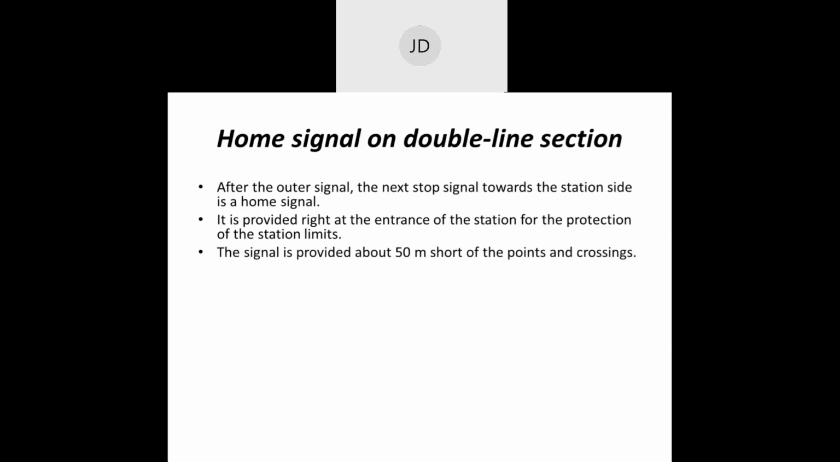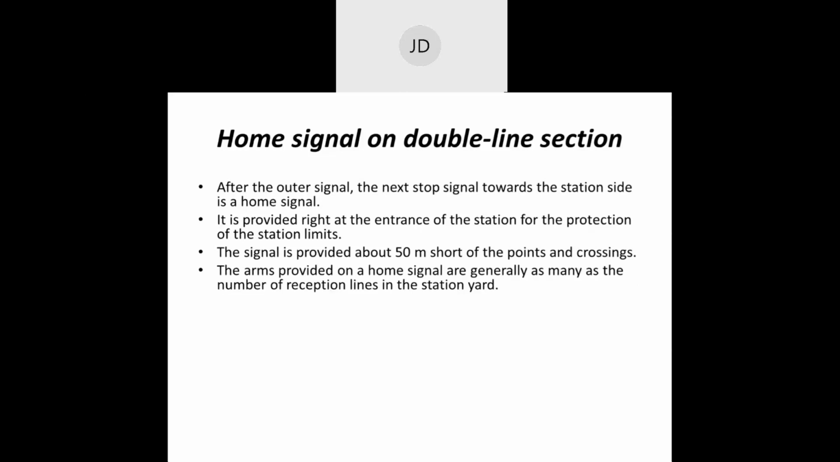The signal is provided about 50 meters short of the point and crossing. That means before the point and crossing, it is actually provided. And how much distance? It is about 50 meters. The arms provided on a home signal are generally as many as the number of reception lines in the station yard.